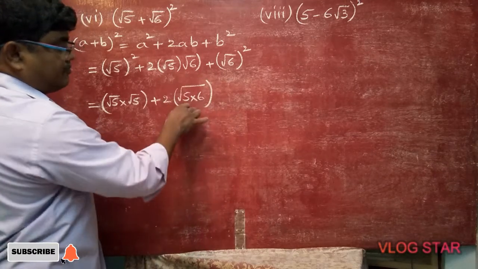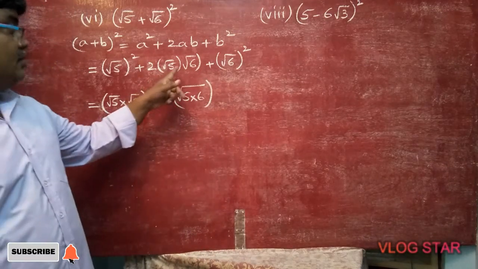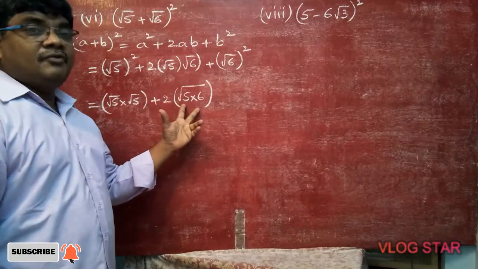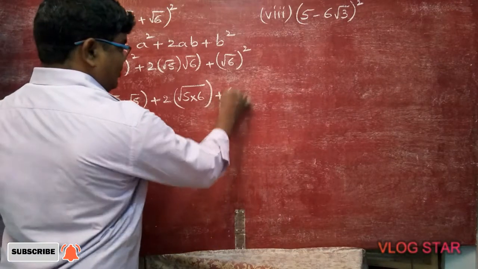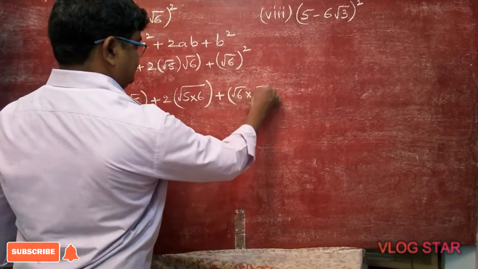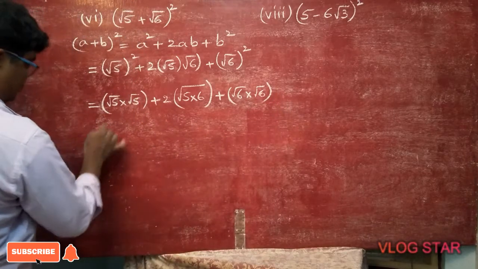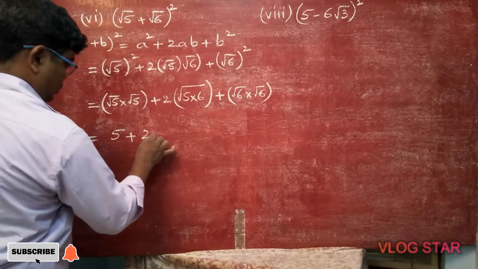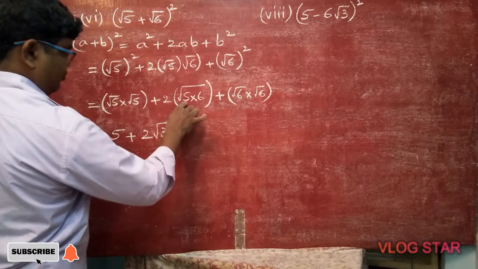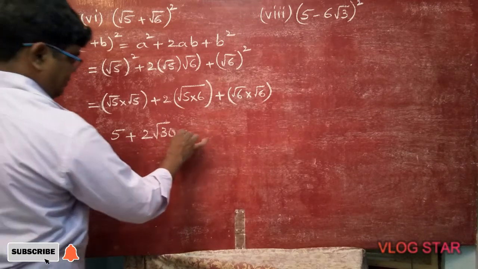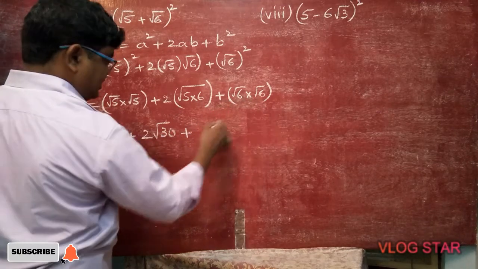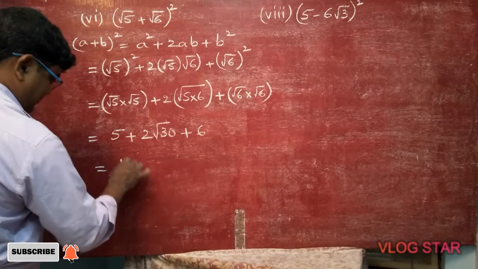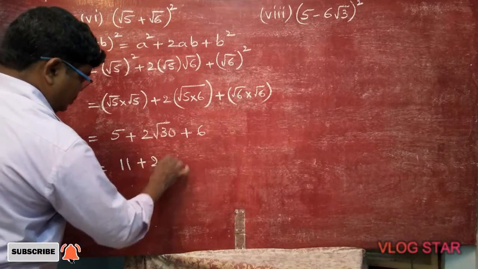If the orders are the same, you can multiply. Here a square root and here a cube root is there, we can't multiply. Keep in mind, both are square roots, so we are multiplying. Plus here root 6 into root 6. That is equal to root 5 into root 5, 5, plus 2 root 30, 5 6s are 30, plus root 6 into root 6 is 6. Now 5 plus 6 is 11. 11 plus 2 root 30.